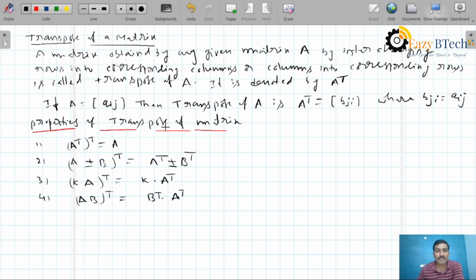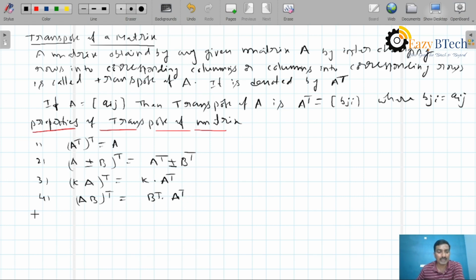What are the properties of the transpose of a matrix? The first property is A transpose whole transpose equals capital A. Second, A plus or minus B whole transpose equals A transpose plus or minus B transpose. Constant K into A whole transpose equals K times A transpose. AB whole transpose equals B transpose into A transpose.